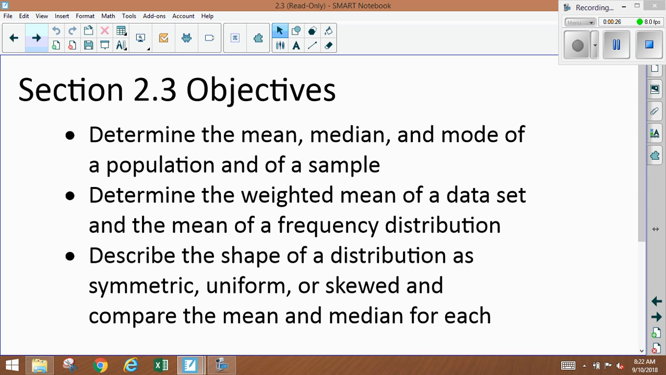It's actually not that important when you're talking about large data sets. We'll look at the weighted mean of a data set and the mean of a frequency distribution. We'll describe the shape of a distribution as symmetric, uniform, or skewed. And we'll compare the mean and the average. All right, so here we go.